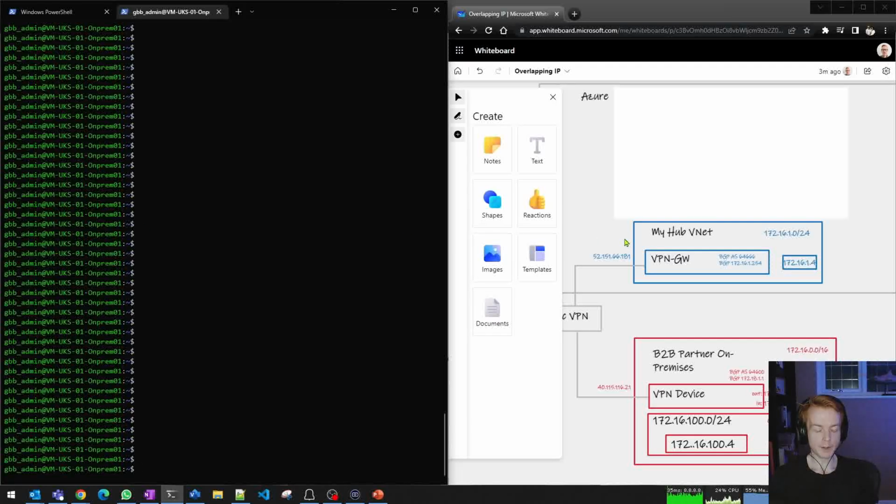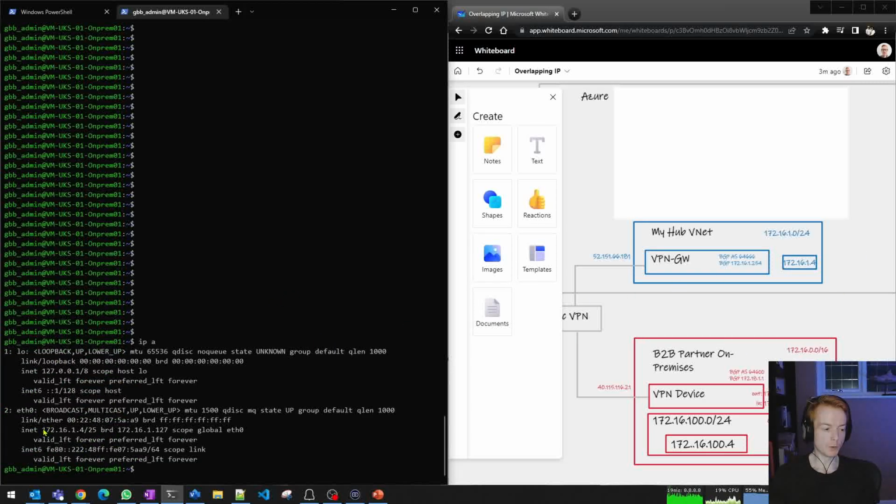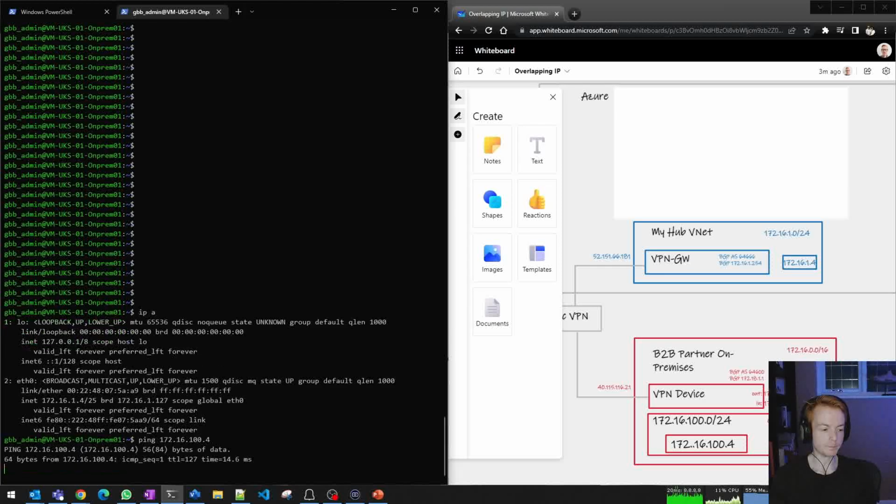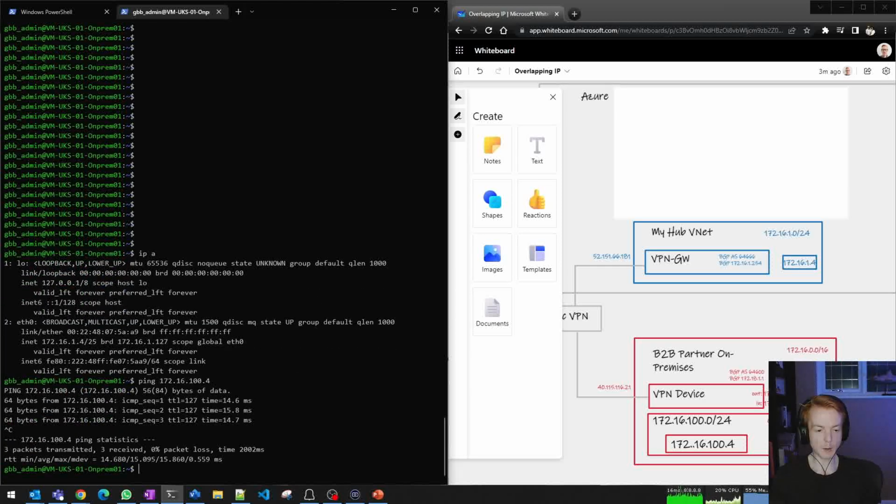Okay, so I've pre-configured everything here, so we have reachability, and just to prove that, I've logged into the blue virtual machine here. You see we've got the right IP address 172.16.1.4. And let's just make sure I can ping my on-premises virtual machine, which I can. So everything's happy at the moment.